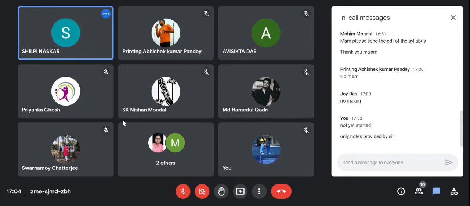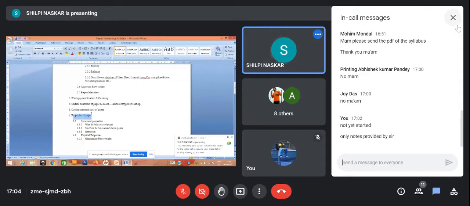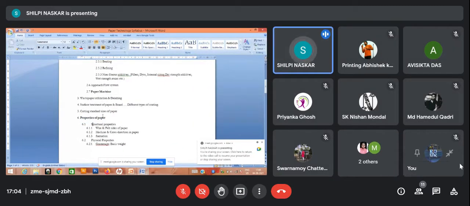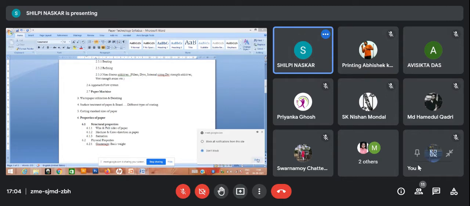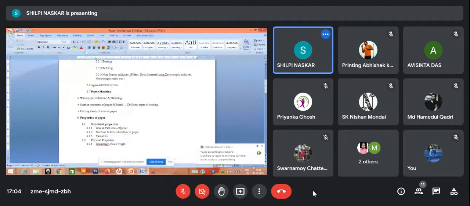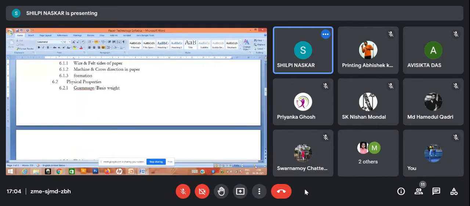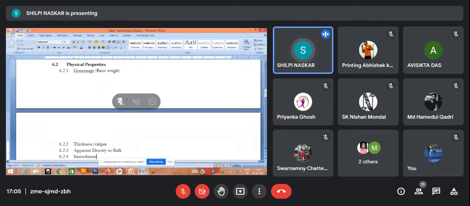That's why, while I'm showing you the syllabus, the properties of paper is a long list. Structural property: under structural property, you have wire side, felt side, machine direction, cross direction, formation. Under physical property, you have grammage, basis weight. See, the properties are too long actually.